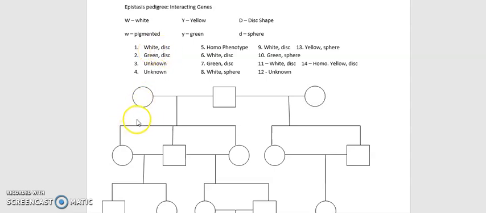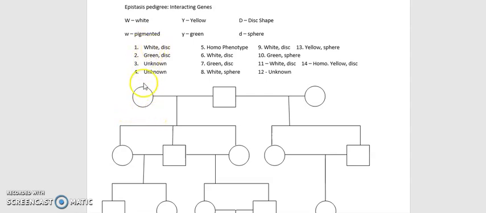Underneath each of these squares or circles, you will have to fill in 6 different letters. You're going to have 2 letters for the first gene, 2 letters for the second, and 2 for the third. So from just the immediate phenotype, white, disc, imagine that there are 6 lines underneath each of these. That's kind of how I would approach that. You're trying to fill in as many lines as possible underneath each little square or circle.